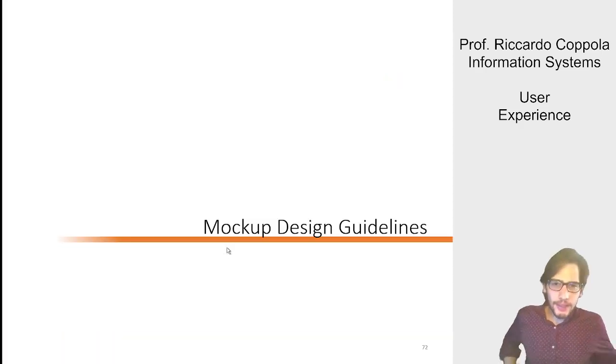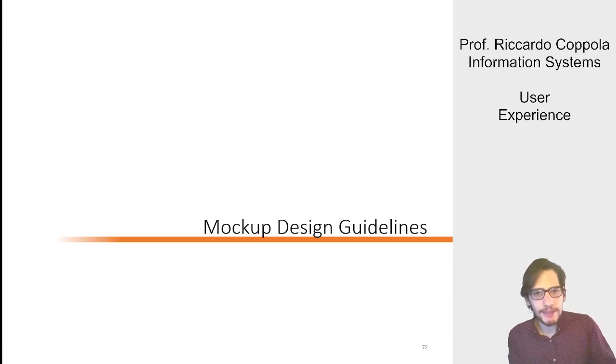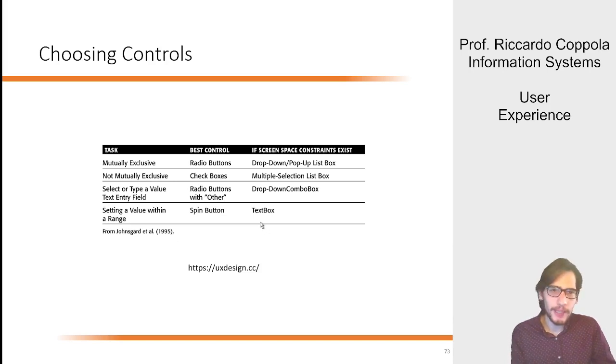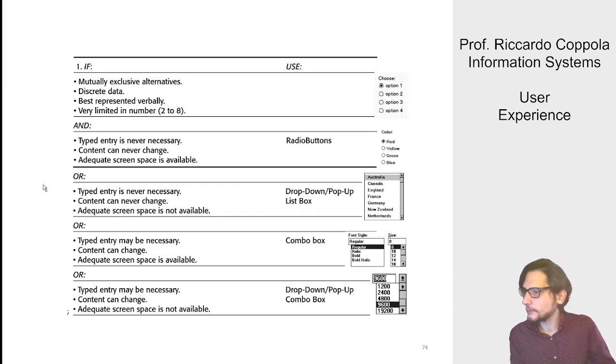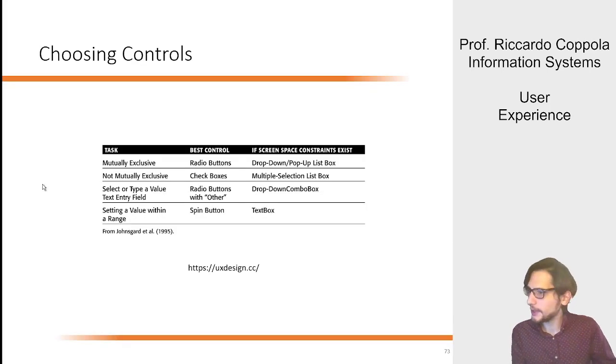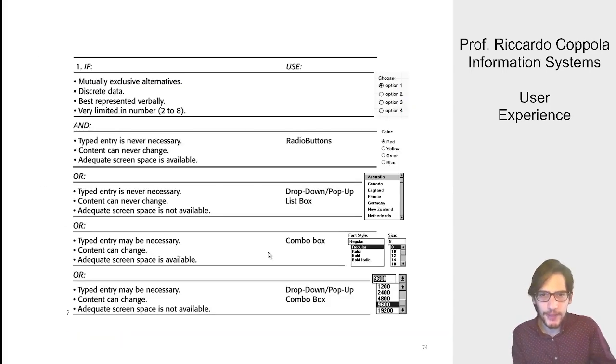So in next classes, live classes, we will see how to use Balsamiq, and we will cover all the different elements of controls and widgets that we can put in a user interface, and we will see how to apply some design guidelines. Just to have a very brief look, we will follow these UX design guidelines for selecting the controls.